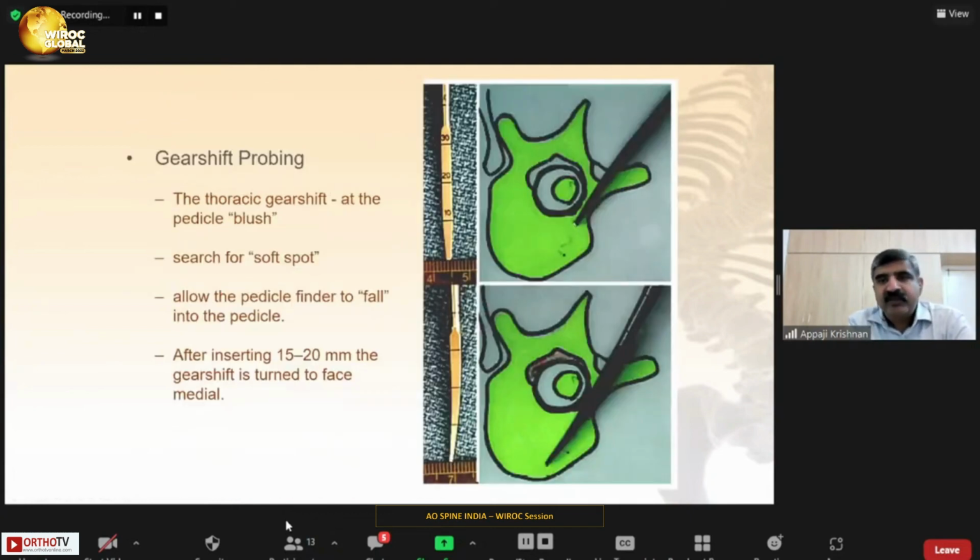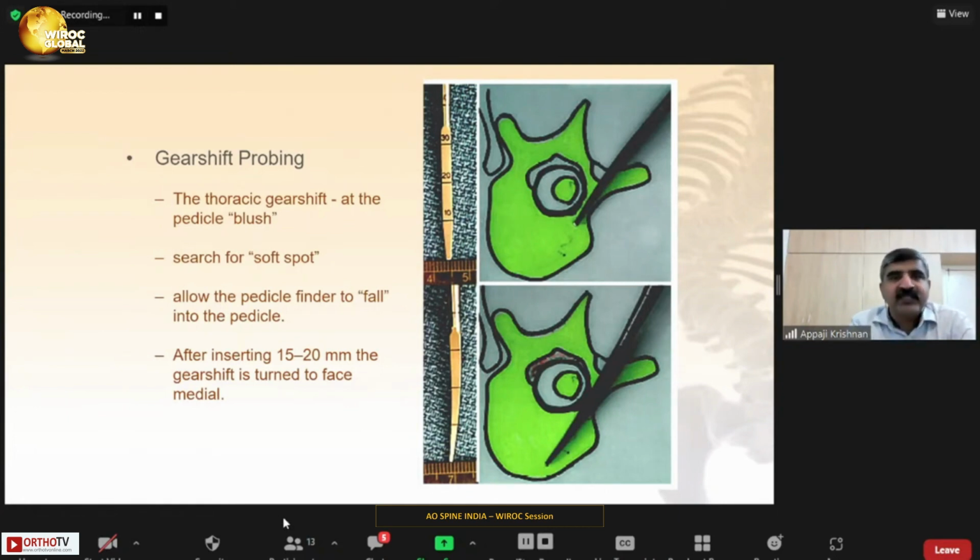So the most commonly used technique is a gear shifting technique as described by Lenke. I think it was previously described by Seol. So Seol uses a drill, hand drill or a mechanized drill, and then he probes the pedicle. Lenke uses gear shift technique.